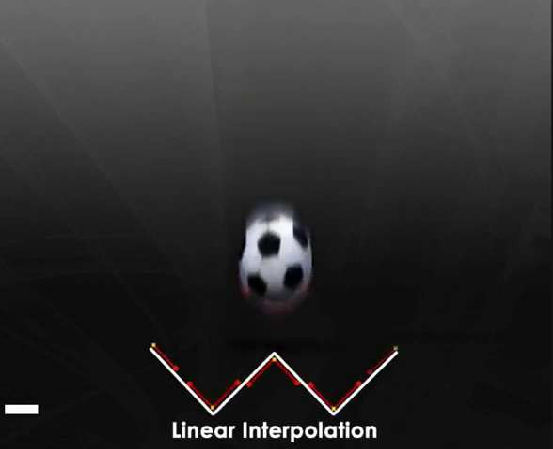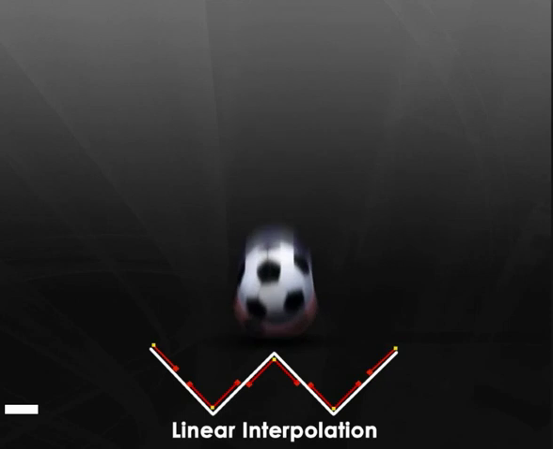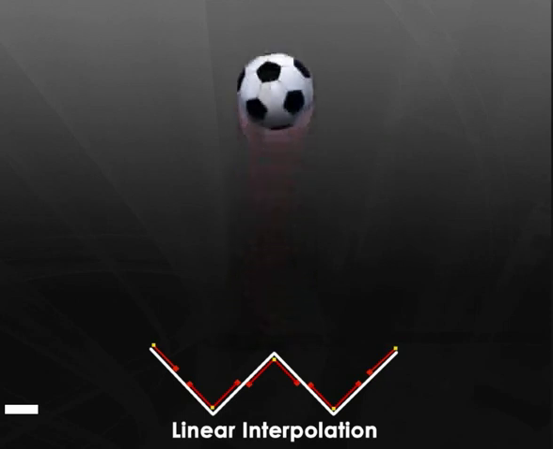Linear interpolation is a very simple interpolation type. It just sets the tangents to create a straight line between keyframes. This type is good for mechanical movements because the animation is steady. It doesn't speed up or slow down. The last common tangent type is stepped.